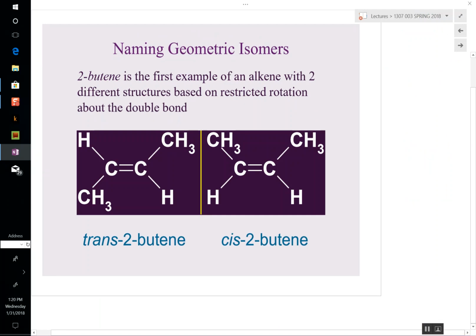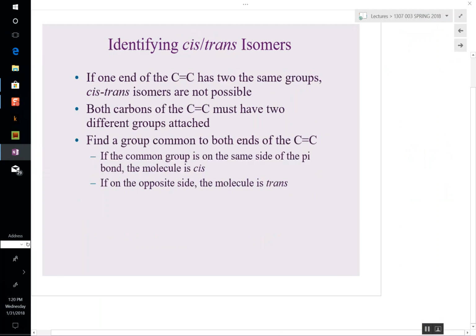So there's our cis and trans butene that are not superimposable upon one another. All right, you can go back to this slide. We'll look at it real quickly here, but we're going to apply what this slide says to 3 or 4 or 5 different molecules. What does it say?